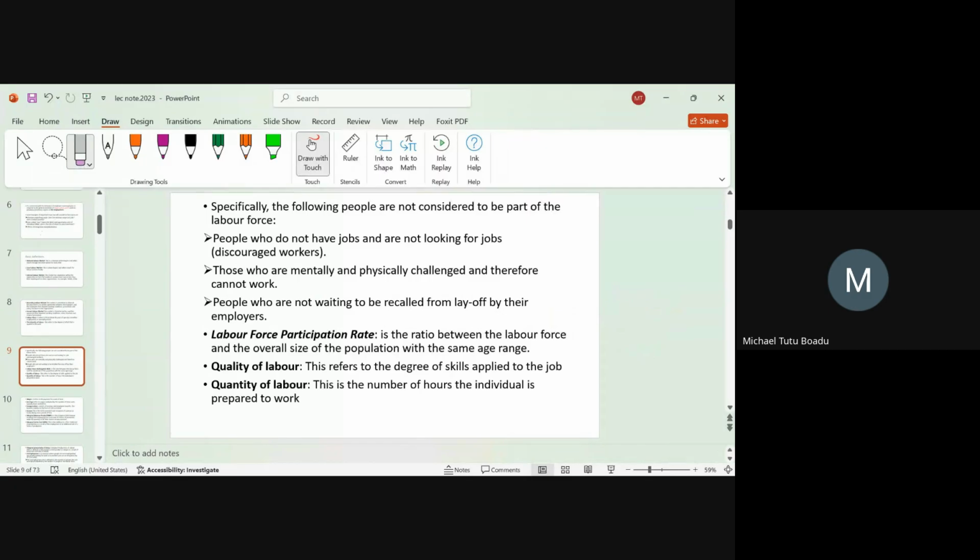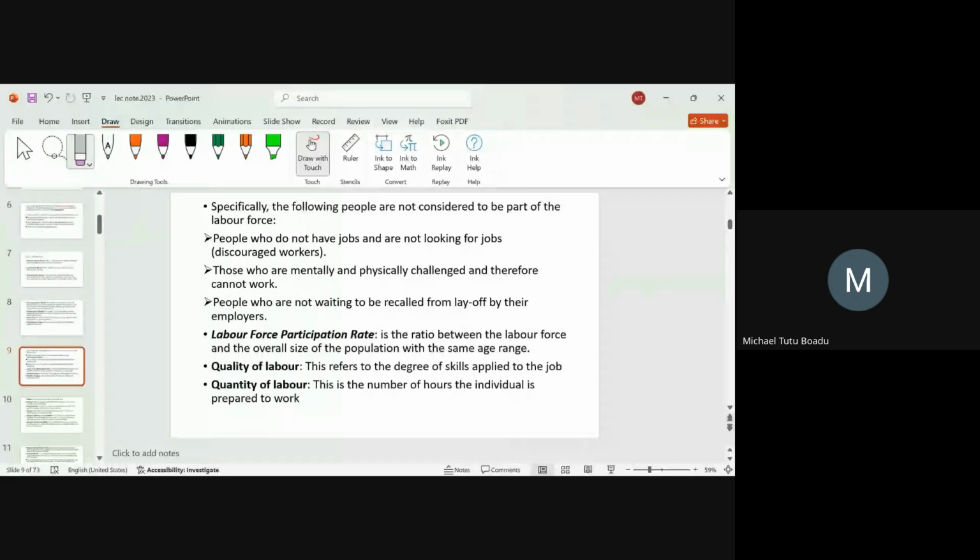Then we have quality of labor and quantity of labor. The quality of labor is the degree of skills applied to the job. Quality of labor is your skills, how you have been able to train and retrain yourself in a particular field to become an expert or to become more efficient in executing your job. That is the quality. This person does his or her task perfectly or excellently. He knows what he is up to.